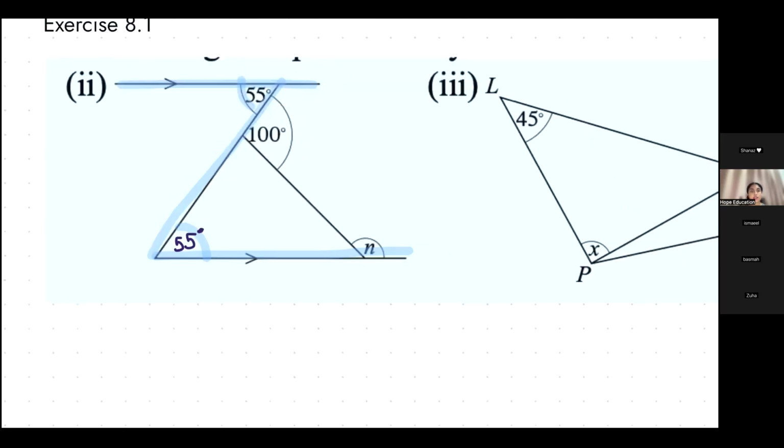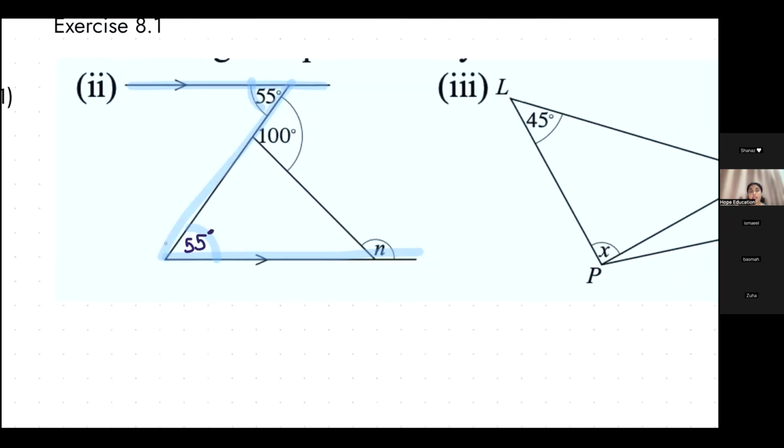There are no letters given. However, yes, this is 55 degrees. Now, if you check here, if you take N, let me erase this color that I put here. If you take this triangle, we can see that N is an exterior angle, right?